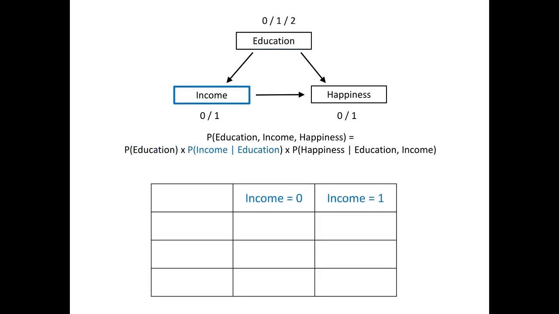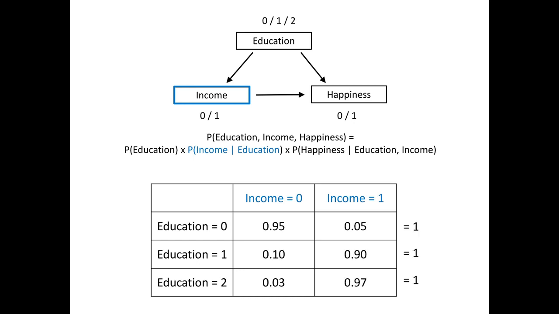In the conditional probability table for income, income is a binary variable, and thus the table has two columns. But now, education, the only variable in the conditioning set of income, has three categories, and thus the table has three rows, one for each value that education can take. We instantiate the table with the next values and check that each of the three rows sum to 1.